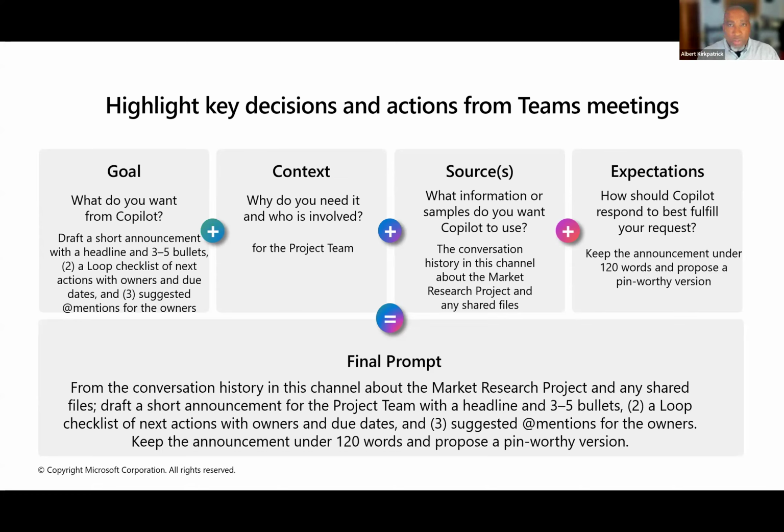All right. The sources are the conversation history. So I'm telling it, look at this. Don't look at other conversations. Don't look in other channels. Look at the conversation history in this channel, and then keep it concise: 120 words, propose a pin-worthy version. All of that gives Copilot some grounding. So that's an example. Goal, context, sources, expectation. If you put that together in a prompt, Copilot now has enough framework in which to work to get you what you want.